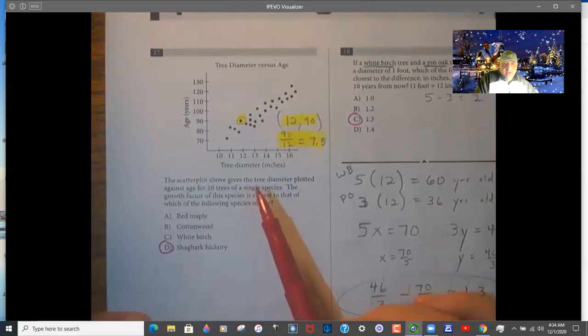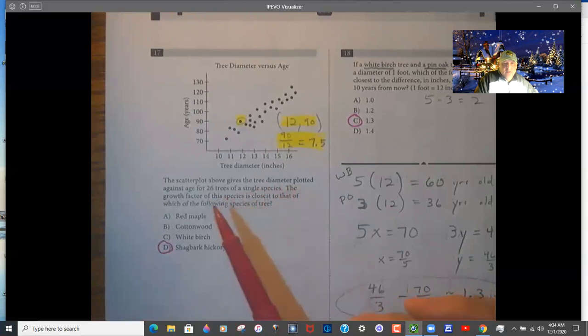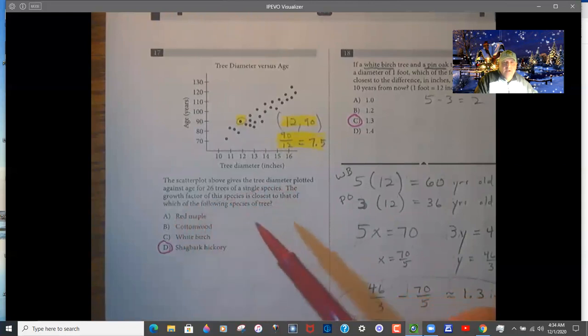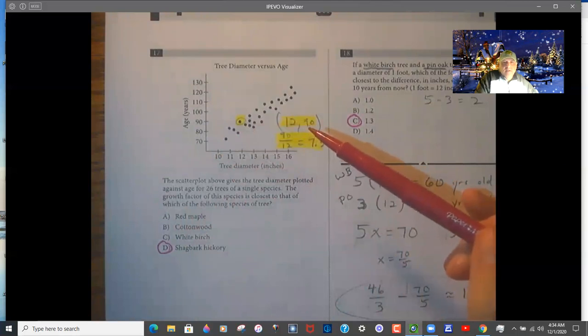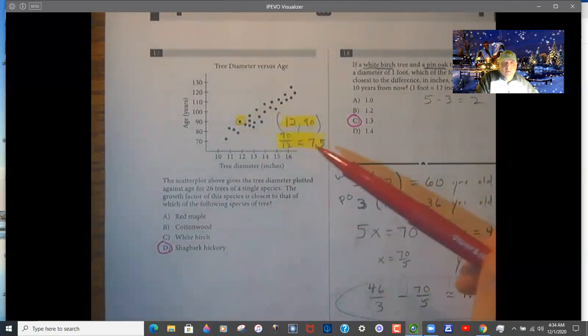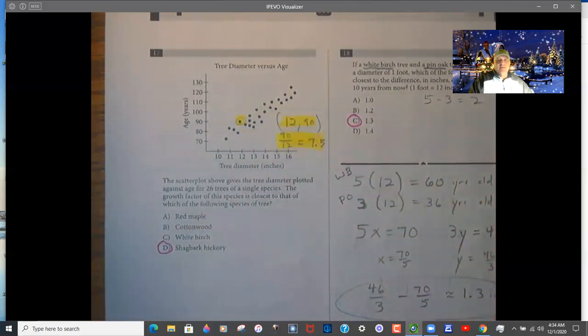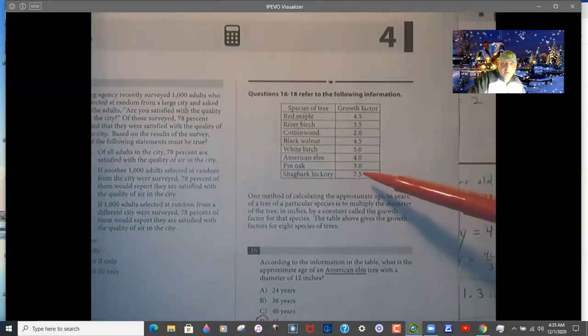Okay, so the scatter plot gives the tree diameter for 26 trees. The growth factor of this species is closest to that of which of the following species? So I just picked a point I could see pretty easily, like 12, 90. So it's 12, this is the diameter of the tree, this is the age. So what are you multiplying 12 by to get 90? That's 7.5. So you have to look back at which one has 7.5, and that's the shagbark hickory.